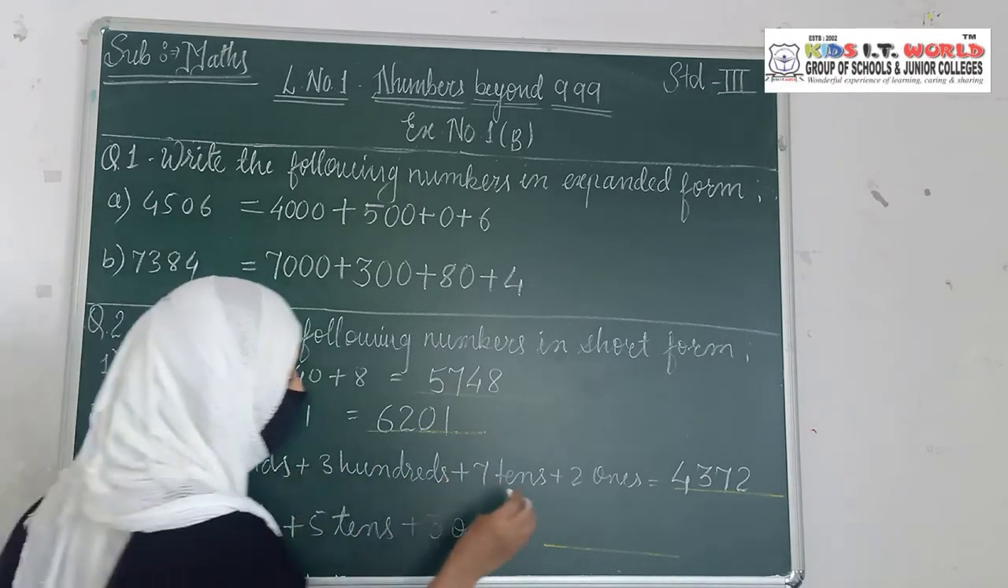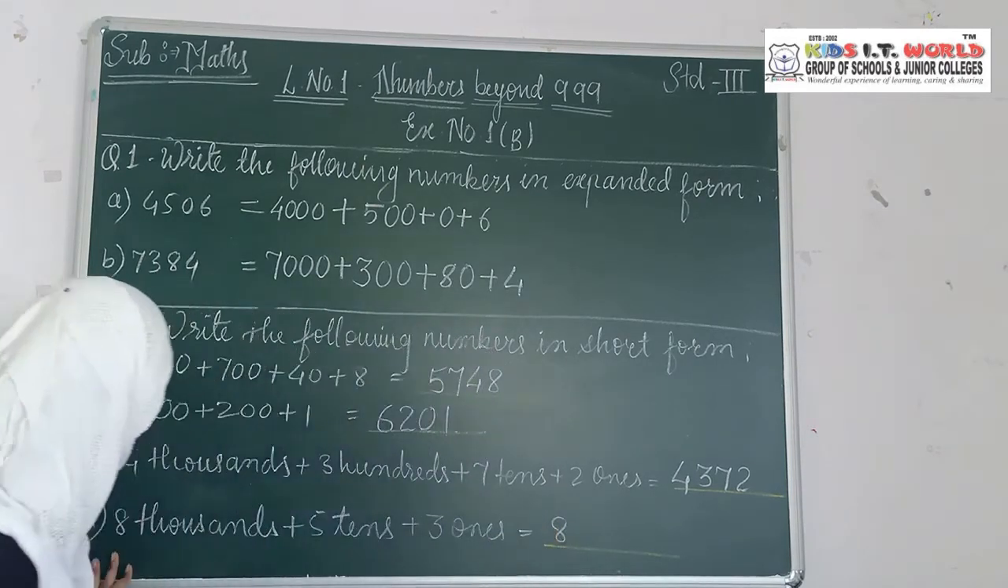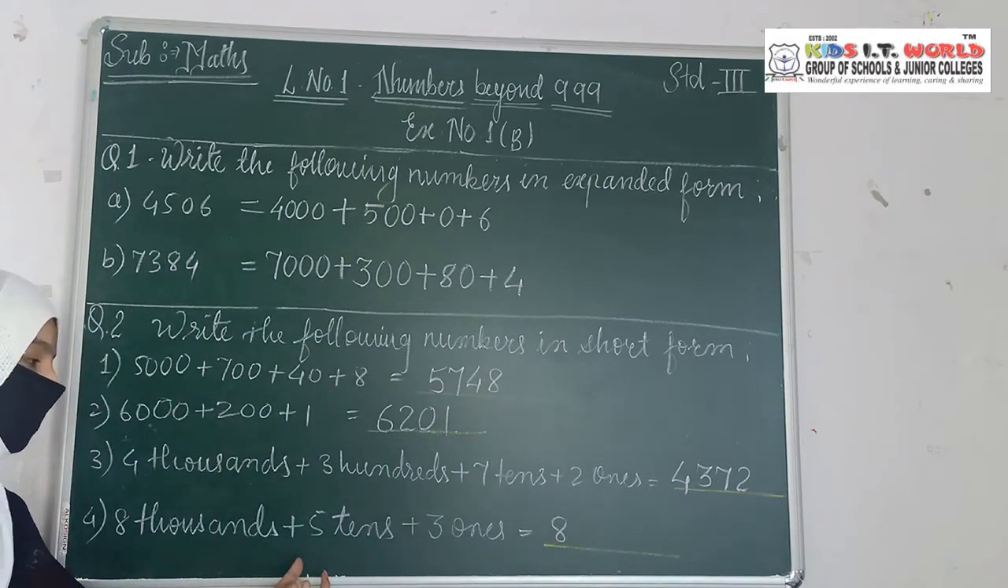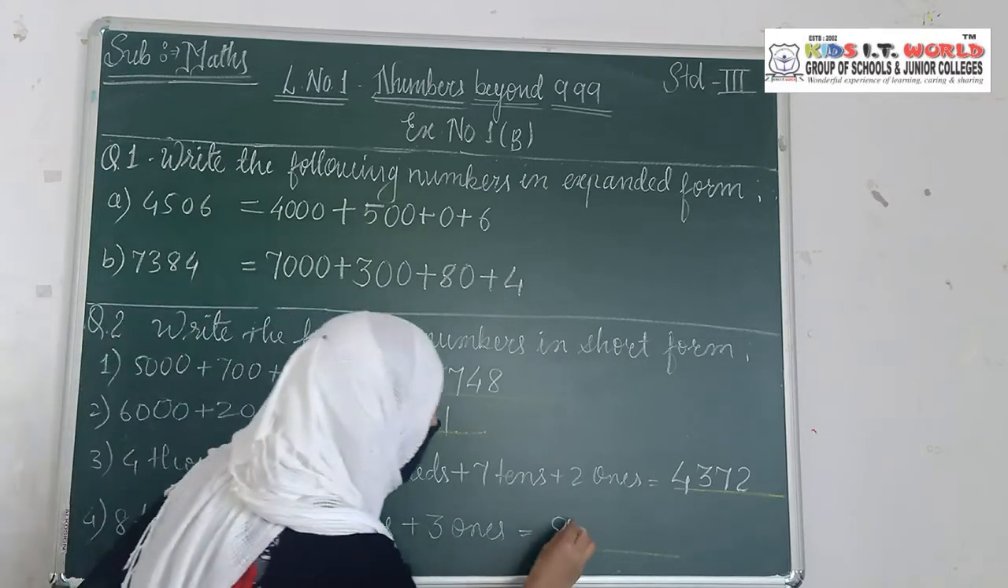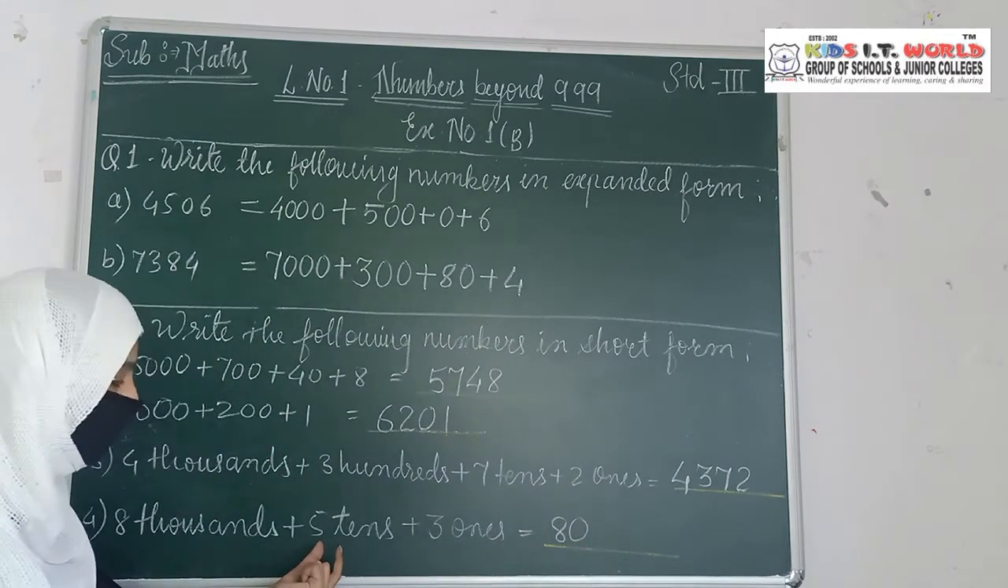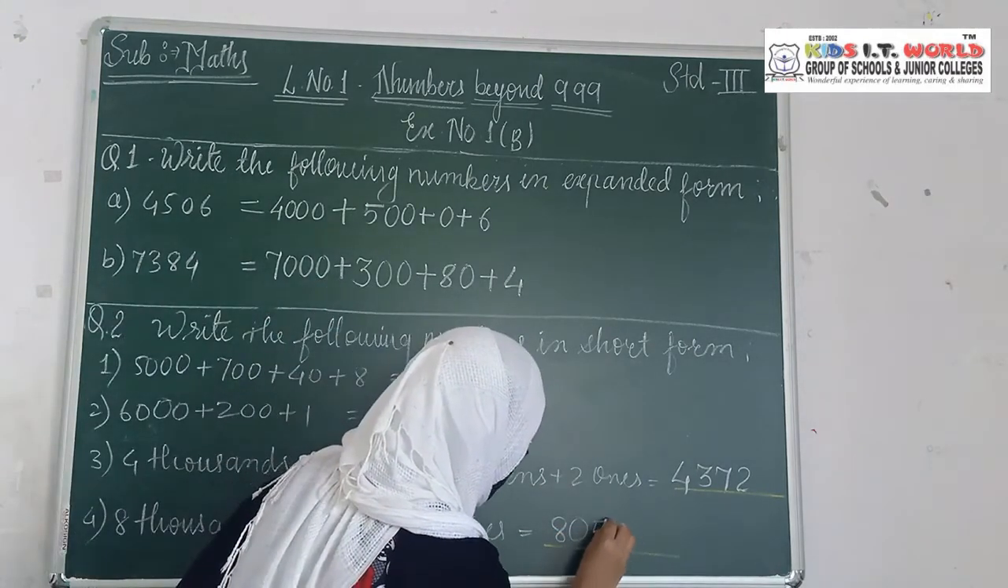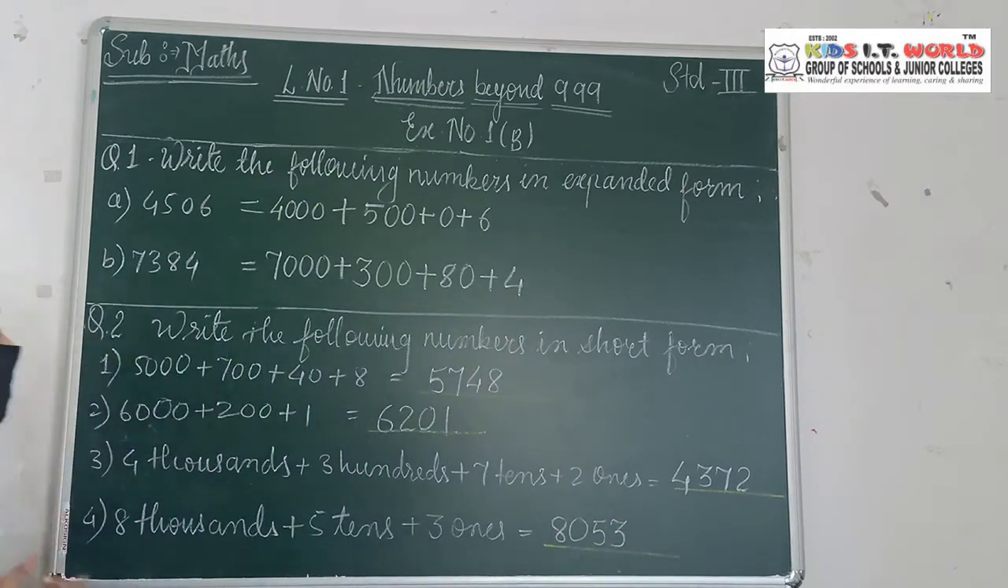So start writing from the thousand. They have given you the thousands value. Hundreds value is not given to us, so we will write 0 on its place. And then 5 tens and 3 ones. In this way, you have to expand the number, and in the question number 2, in that type, you have to write the short form of that expanded number.